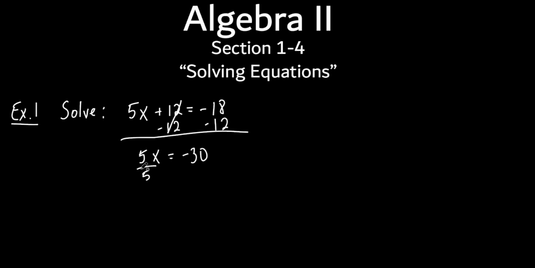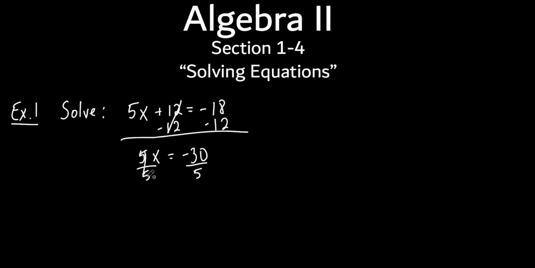Don't divide by 5x. I've seen lots of students do that, all right? You don't want to get rid of the x. You want the x to stay there. You just want to get rid of the 5. So don't divide by 5x. Just divide by what? 5. Divide by 5. That cancels out.